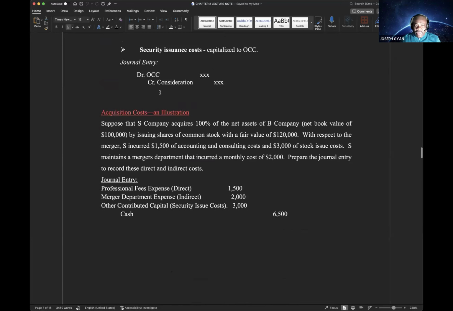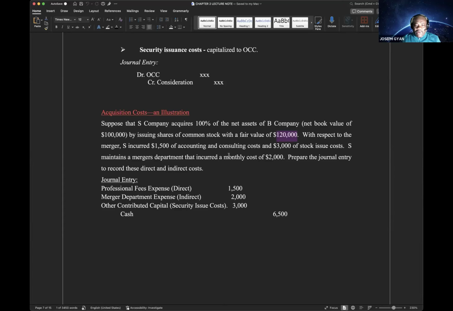So if you look at a good example here, suppose that S company acquires 100% of the net assets of B company. We know the net book value of the assets is 100,000, by issuing shares of common stock with a fair value of 120,000. With respect to the merger, S incurred 1,500 of accounting fee. This is a direct cost. Accounting fee, lawyer's fee, consultant fee are direct costs.